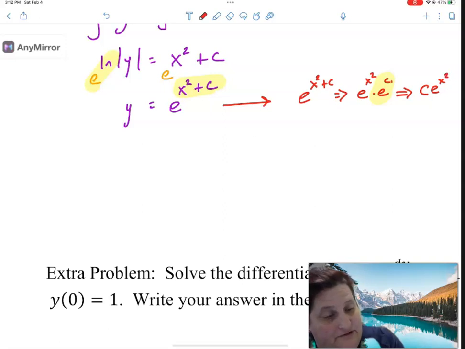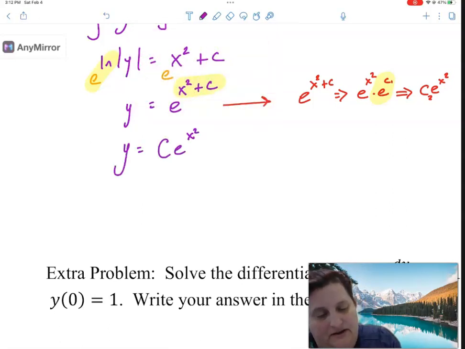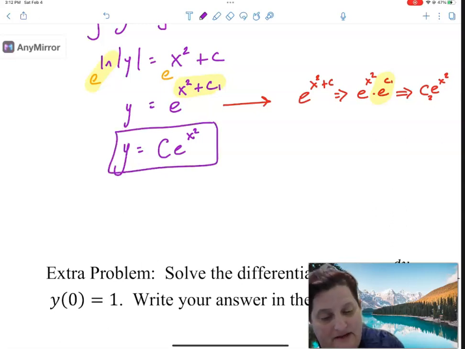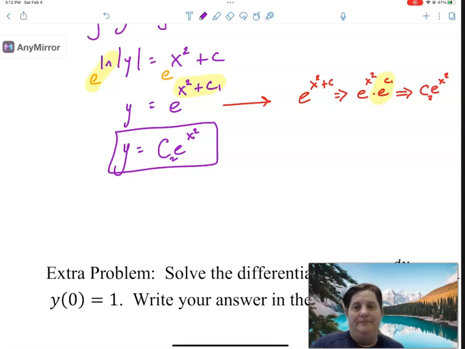Now, these are different constants. You could call that C1 and C2, but they're different constants. But we could basically put that constant in the front. So I'm just going to call it C e to the x squared. All right. Not the same C, though. That could be a C1. That could be a C2.